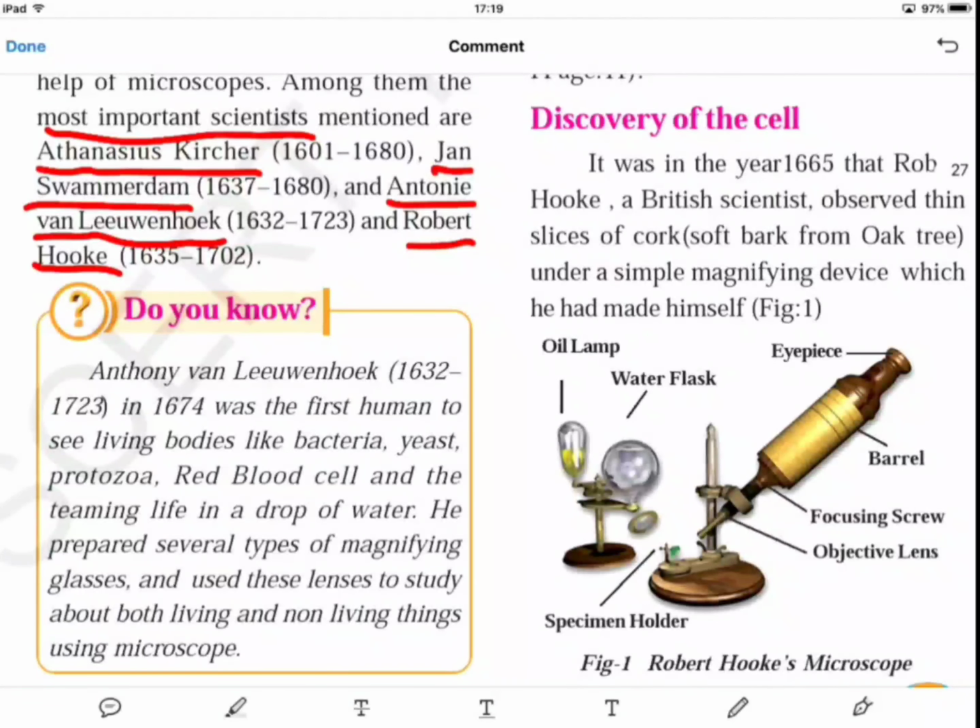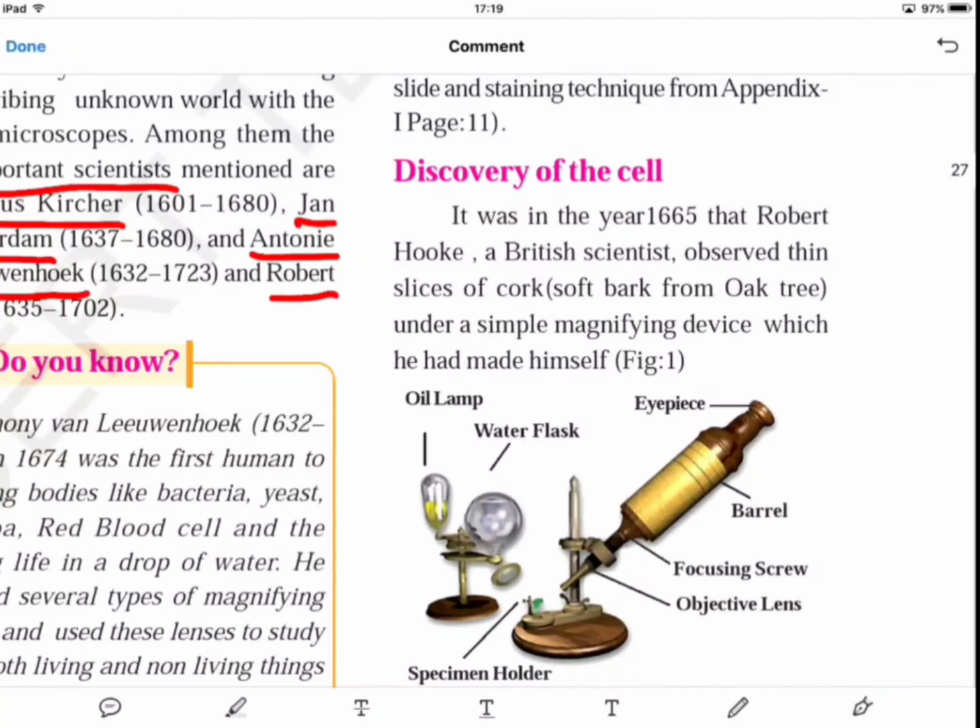Before him, the person who discovered the cell was Robert Hooke. Let me tell you what Robert Hooke actually did. Robert Hooke was a British scientist. He observed a thin slice of cork from an oak tree under his self-made microscope. He was actually a fabric merchant, and he used to observe things with his self-made microscope. That is how it happened that he observed a piece of cork from an oak tree.